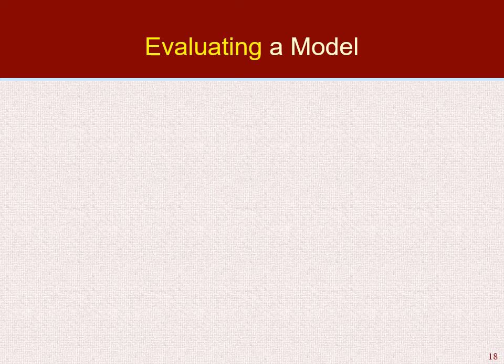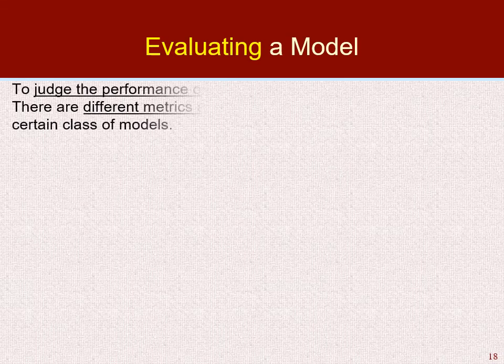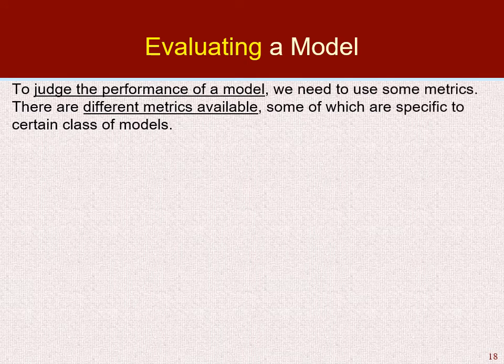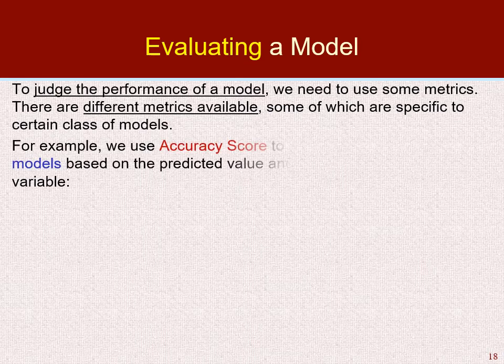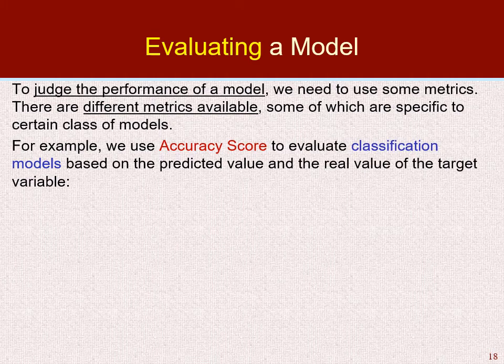Evaluating a model. To judge the performance of a model, we need to use some metrics. There are different metrics available to use. Some of these metrics are actually specific to certain classes of models. For example, we can use accuracy score to evaluate classification type models based on the predicted value that your model has predicted and the real value of the target variable or the label variable.